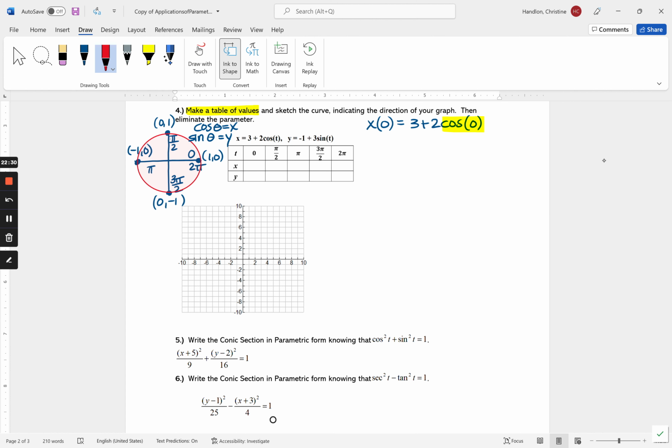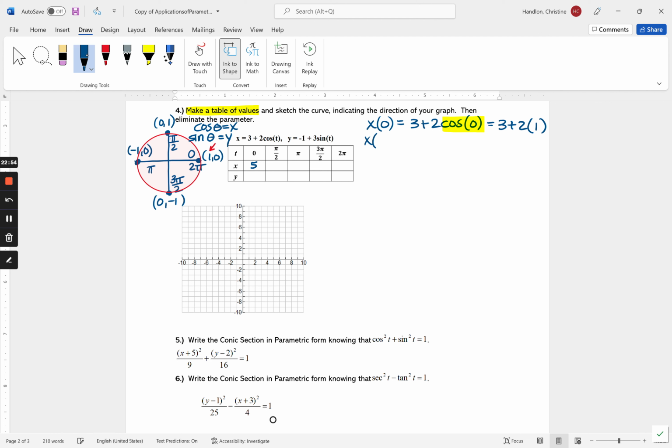Remember, cosine means that you're looking at the x value. So right over here, at 0 my x value is a 1. So I'm going to substitute cosine 0 with a 1. So 3 plus 2 times 1 is going to be 5. 2 times 1 is 2, 2 plus 3 is a 5. So I come over here on my table and I put a 5.